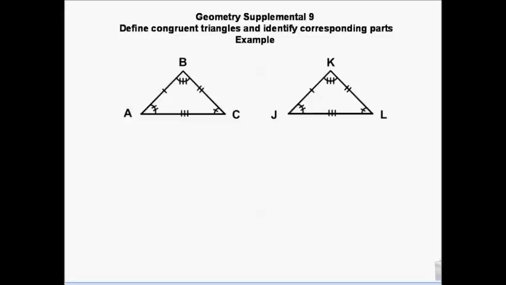We are going to define the congruent triangles and then identify all of the corresponding parts that are congruent. It's the same picture. Okay, so A is the same as J. So I'm going to put A first and J first. B is the same as K. And C is the same as L. And then I put the symbol for congruent between them. So triangle ABC is congruent to triangle JKL.